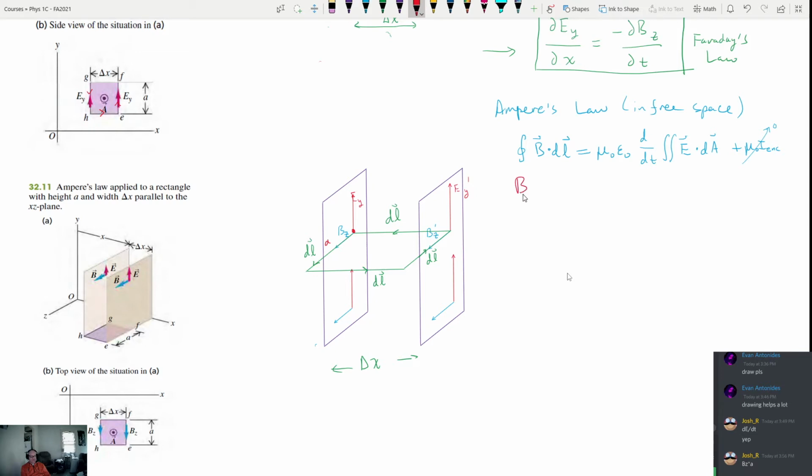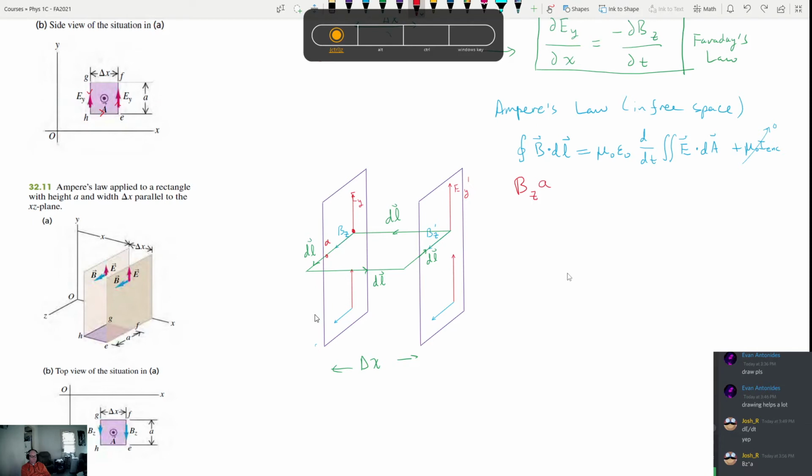Bz times A, that's correct. So we get Bz times A, because Bz is going this way, A is going this way. We assume that our magnetic field only changes in the x direction, which means that the value of the magnetic field here and here and here is all the same, because that is the z direction going this way.